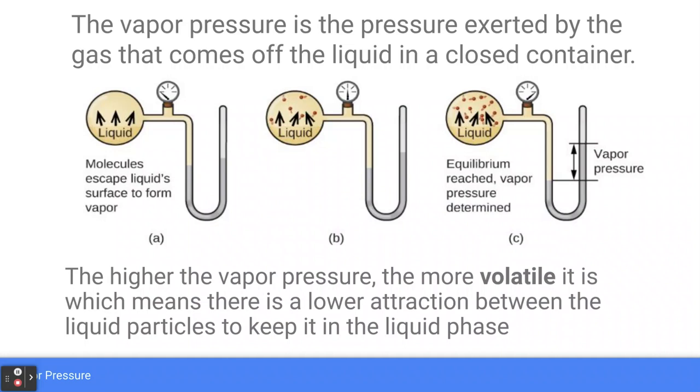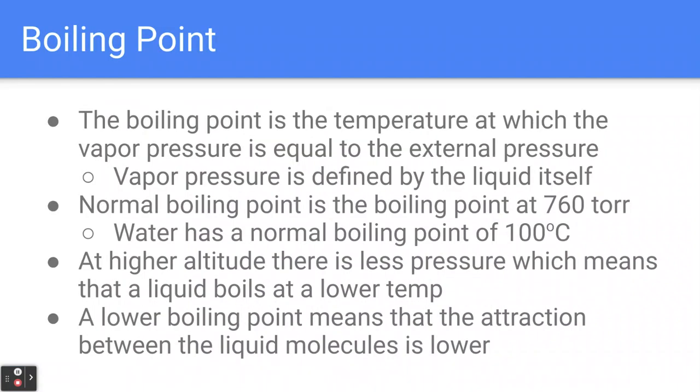So the higher the vapor pressure, that means that we have a more volatile liquid. And volatile just means that you have a lot more evaporation of the liquid particles. And so when we have a more volatile liquid, that is because there is less attraction between the liquid particles to keep them in the liquid phase. So a liquid with a high vapor pressure means that those particles aren't able to hold together to stay in the liquid phase as well. And so the particles go into the gaseous phase, producing a lot of that pressure.